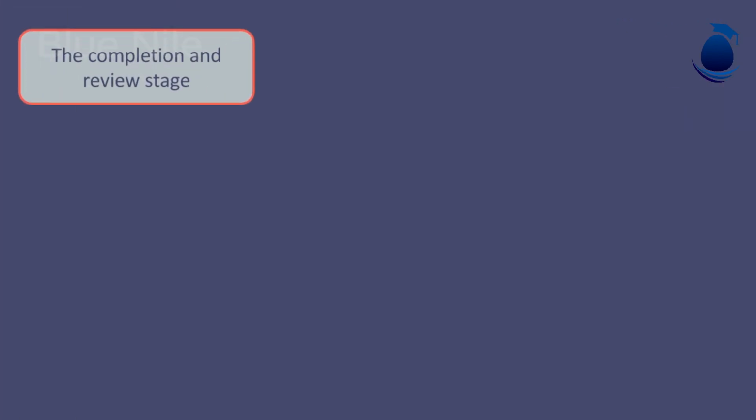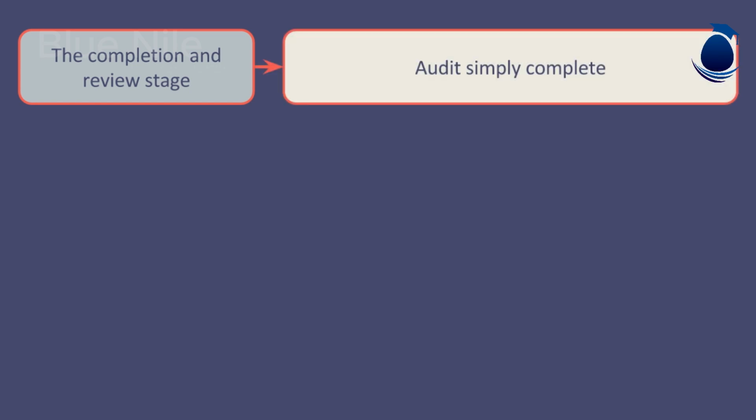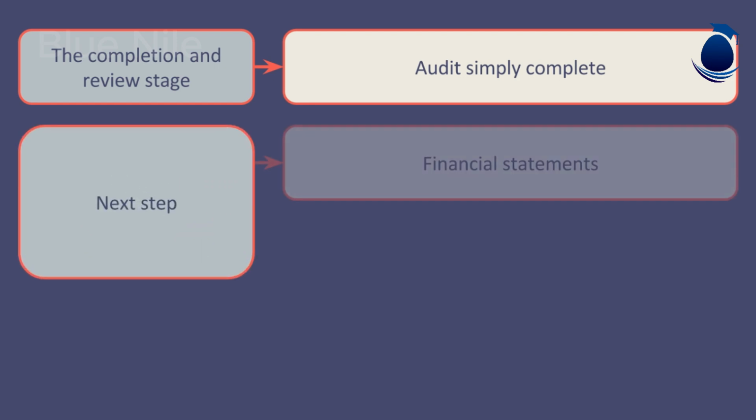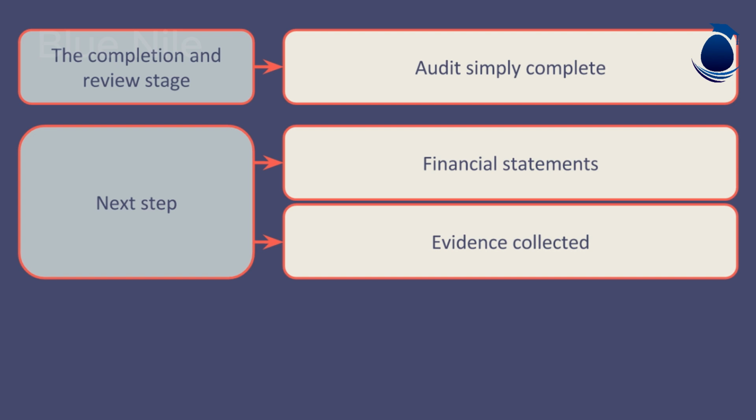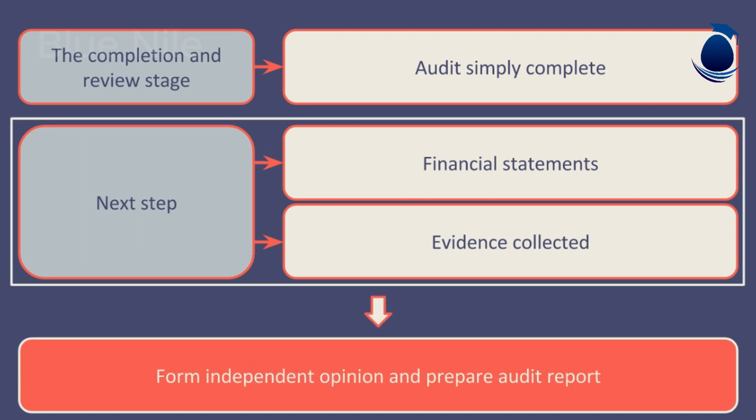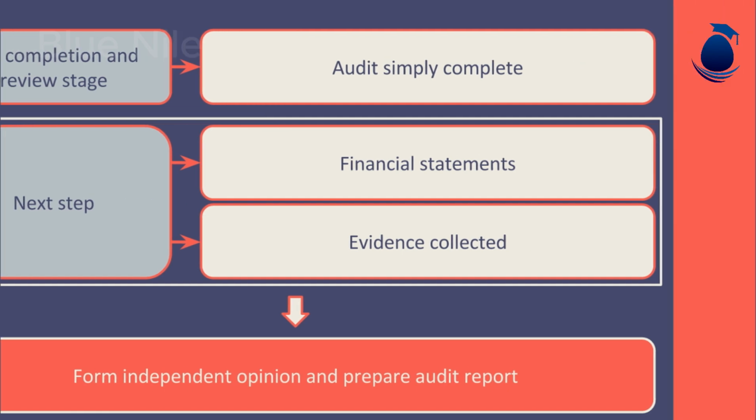All 5 areas have been covered from the completion and review stage of an external audit. Once complete, in simple terms, the audit is complete and no other evidence would be obtained. The next step, based on the financial statements and evidence collected, is to form the independent opinion on them and prepare the audit report.